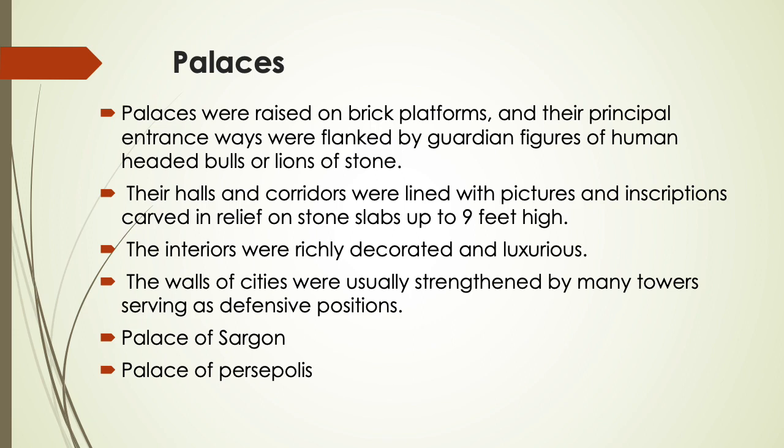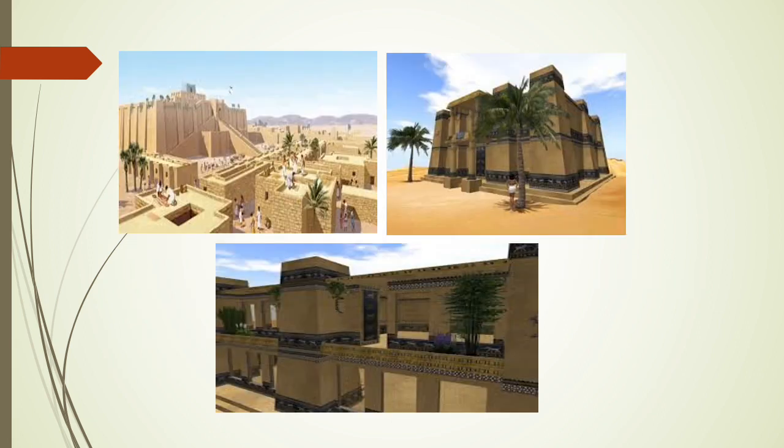The mud brick fabric of the palace and its enclosing walls have perished completely. Only the sculptures which adorn doorways or windows and openings and the relief ornamenting its entranceway remain. These are the images of different palaces.